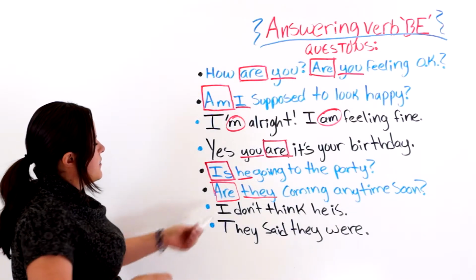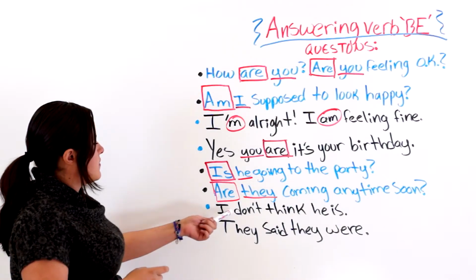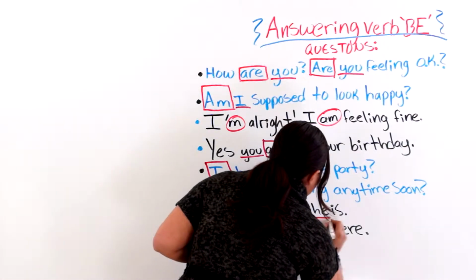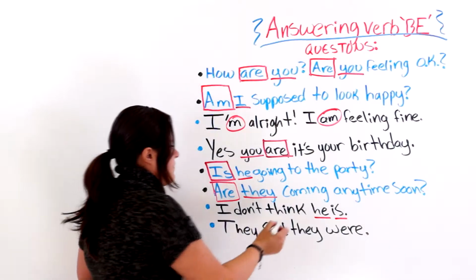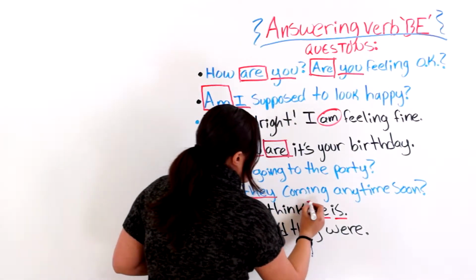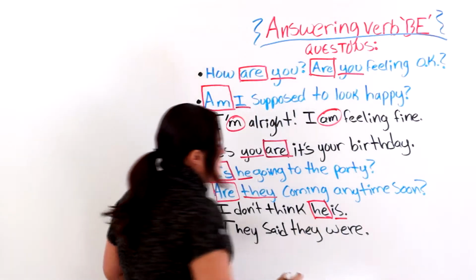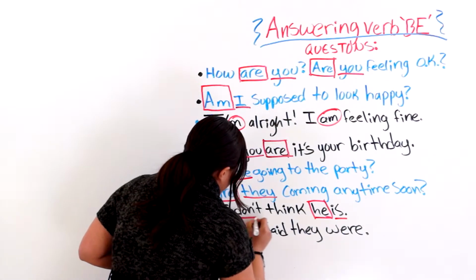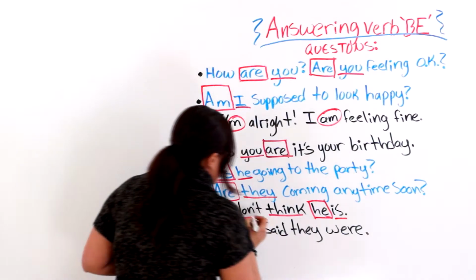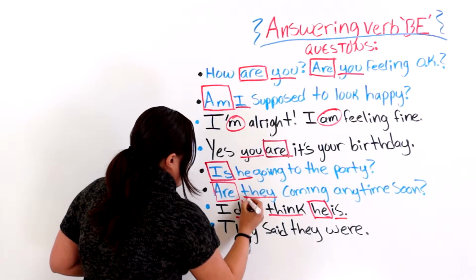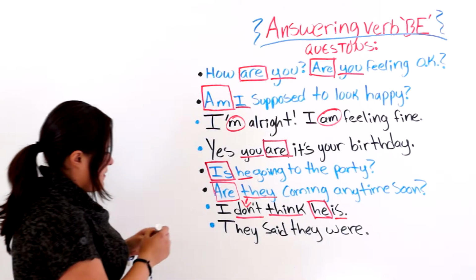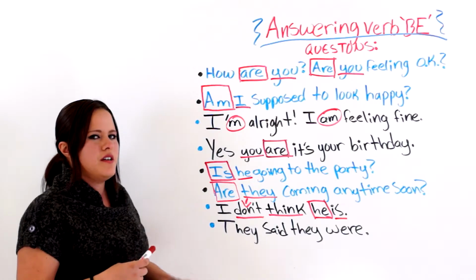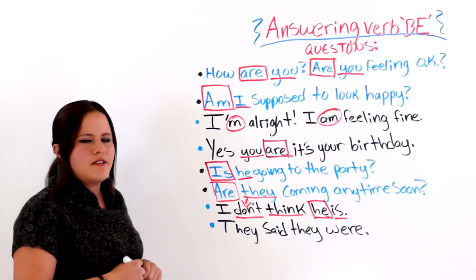I don't think he is. You can also answer negatively. He is. You could say he's not. No, he's not. Or no, he isn't. But right here, I'm showing you another way to answer that question, which is I don't think. Since this is already negative here, you don't need two negatives, right? I don't think he isn't would be like you think he is, right? But you don't think he is, okay?